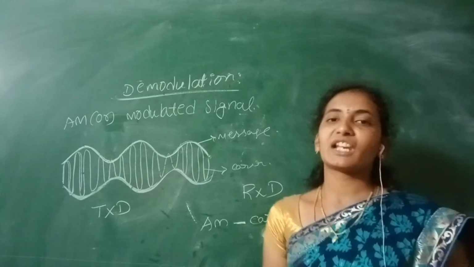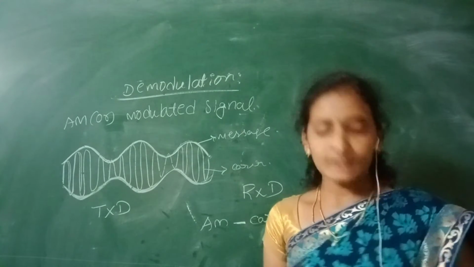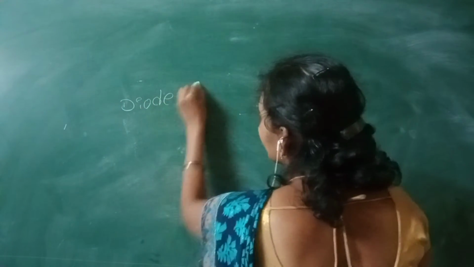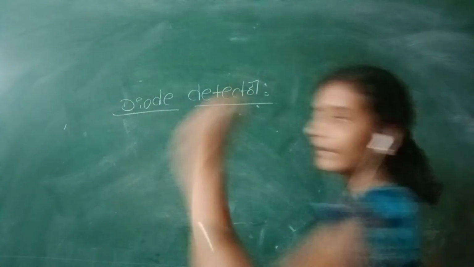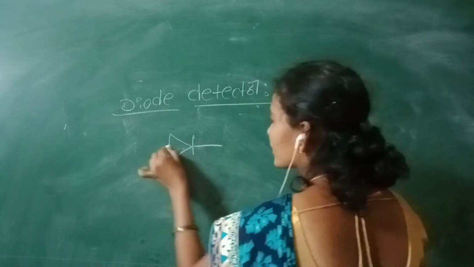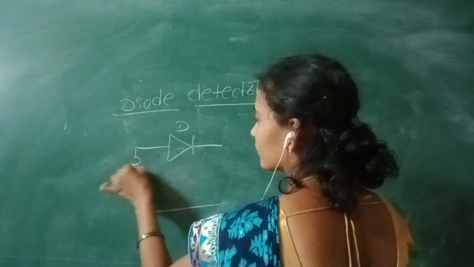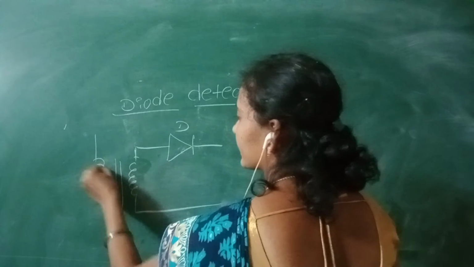To perform the demodulation technique, we can use different types of circuits. Among these, the important and simple demodulator circuit is the diode detector. Here I am drawing the diode detector circuit diagram. We use one PN junction diode, and for this diode, we connect the transformer.